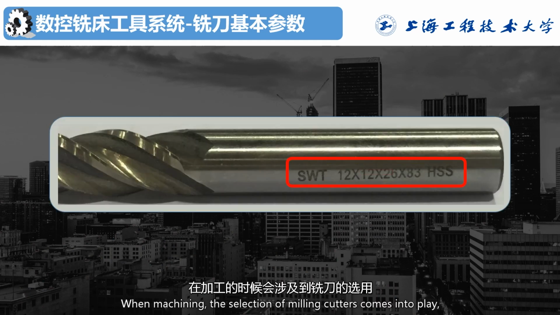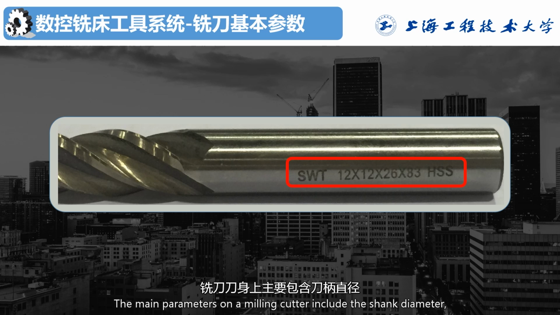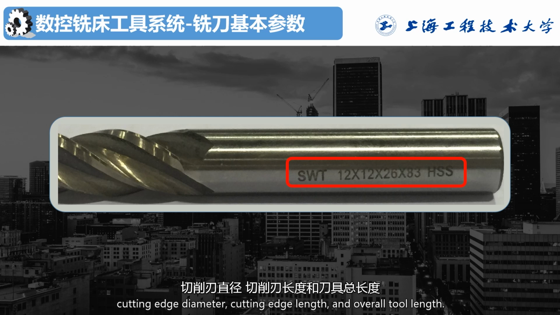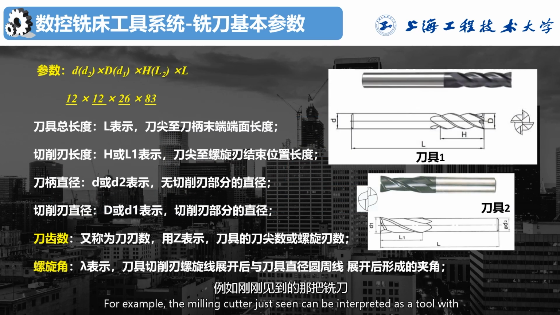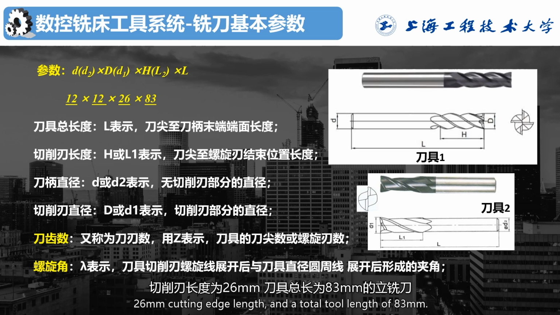When machining, the selection of milling cutters comes into play, and at this point, it is essential to understand the parameters of the milling cutters. The main parameters of a milling cutter include the shank diameter, cutting edge diameter, cutting edge length, and overall tool length. For example, the milling cutter just seen can be interpreted as a tool with a 12 mm shank diameter, 12 mm cutting edge diameter, 26 mm cutting edge length, and a total tool length of 18.3 mm.